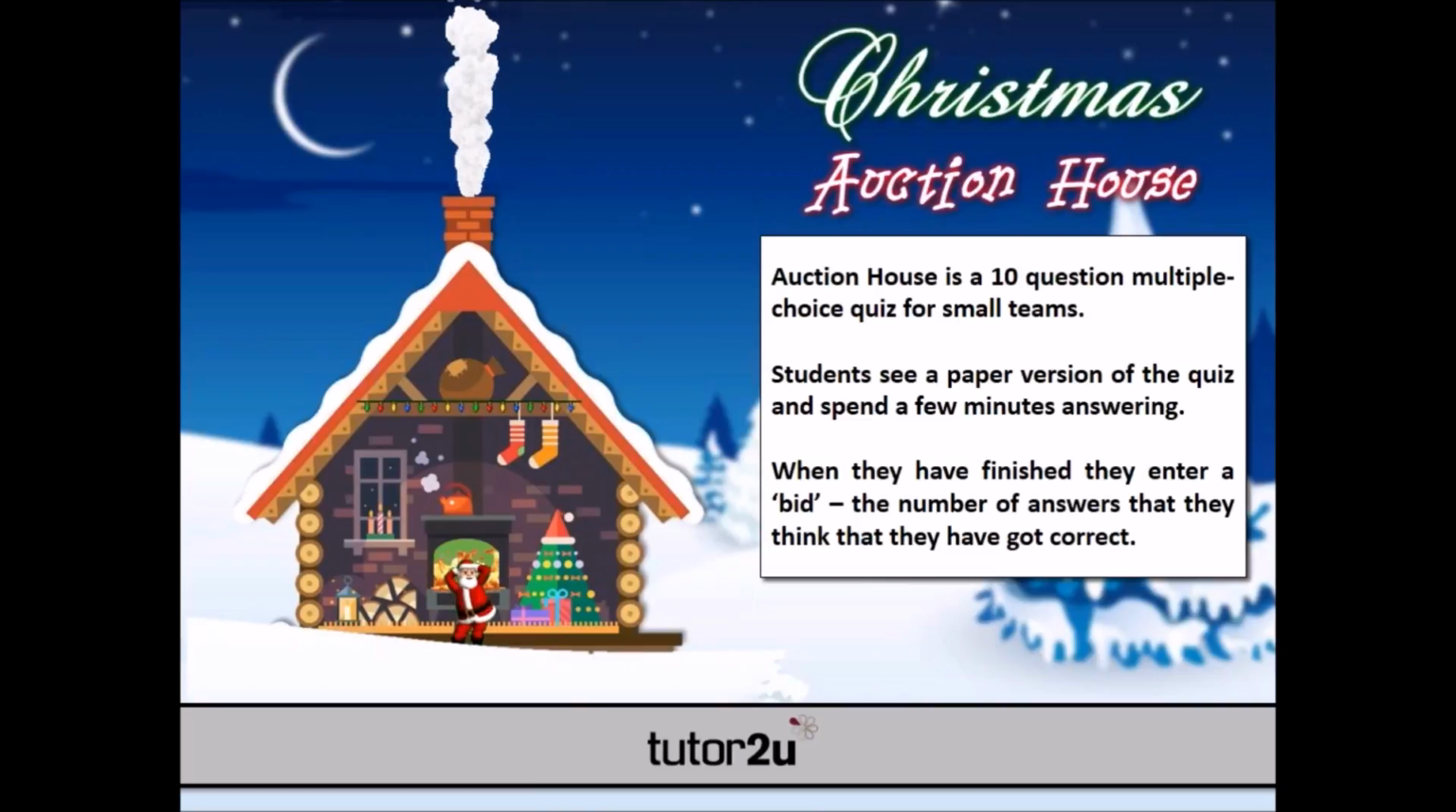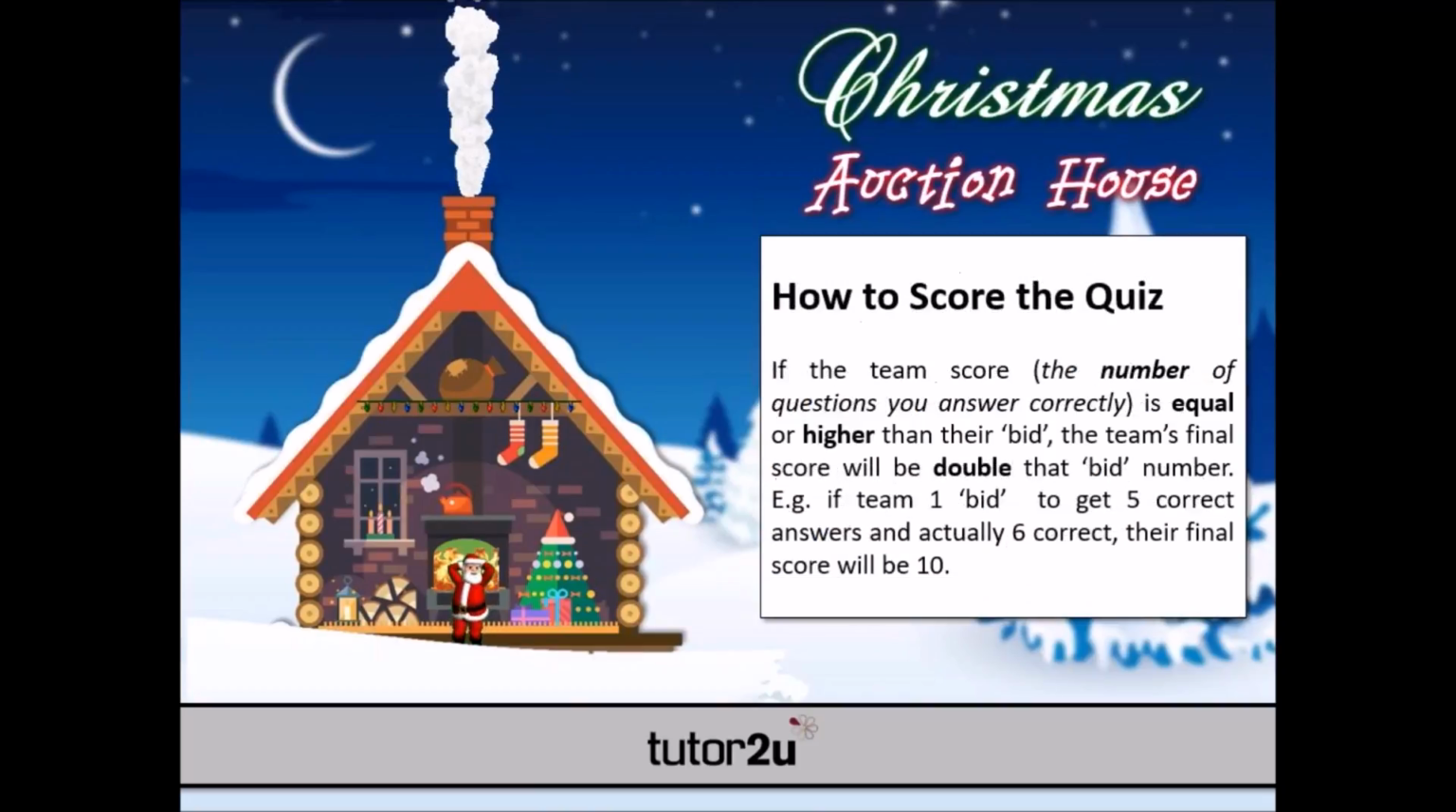And that bid is really important. Here's how the scoring works. If the team's score, i.e. the number of questions that they actually got correct, is equal or higher than that bid that they entered, their final score will be doubled. So for example, team 1, if they bid to get 5 correct answers and actually got 6, their final score will be 10. 5 times 2.